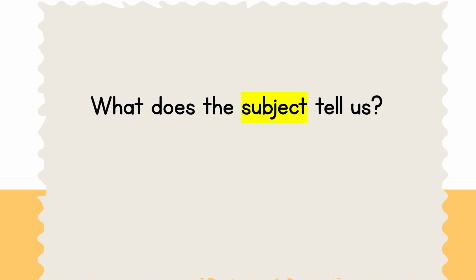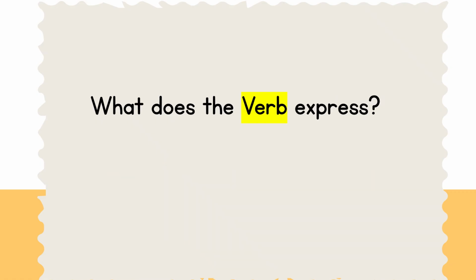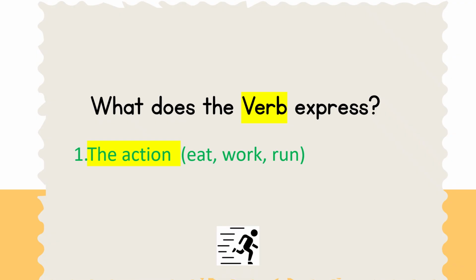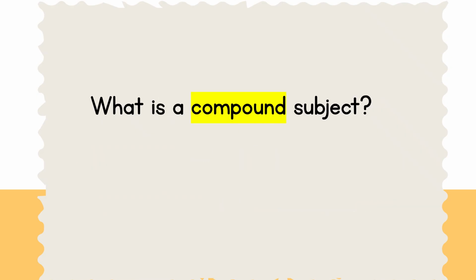What does the subject tell us? The subject tells us who or what. What does the verb express? The verb expresses the action like eat, walk, run. It can also express the condition like am, is, are, become, seem, appear.